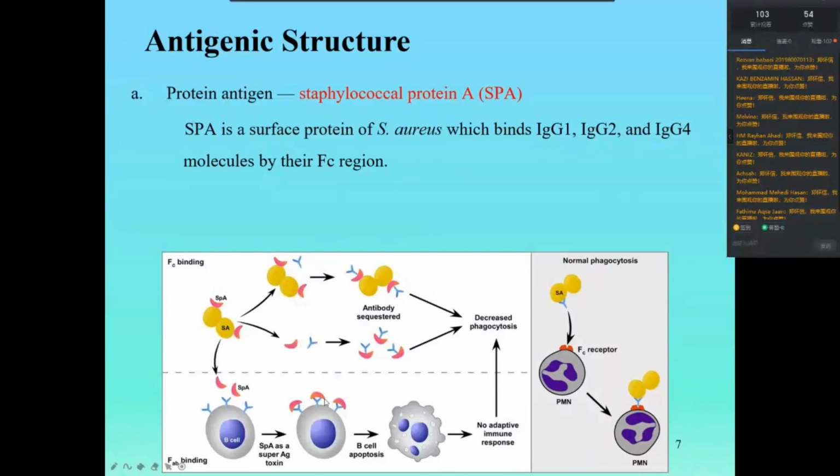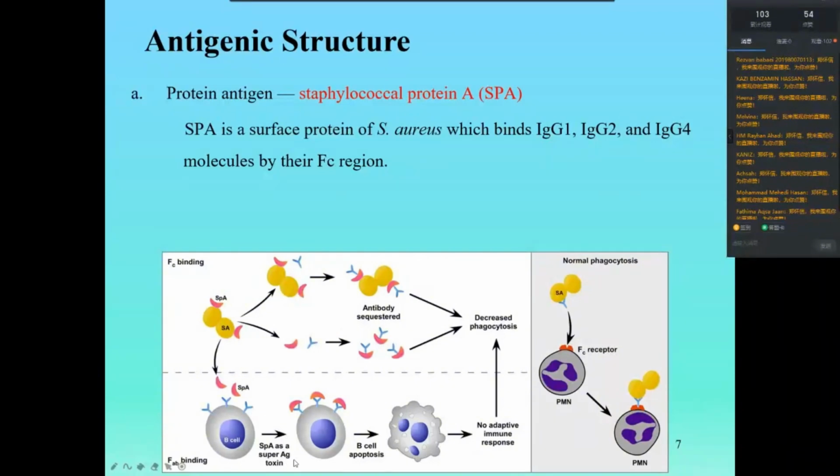Clot means that it's not like liquid, it's like gel. This will protect the bacteria from phagocytosis, because in the clot, the phagocytes or immune cells cannot swim in. So this makes the bacteria safe in the clot.